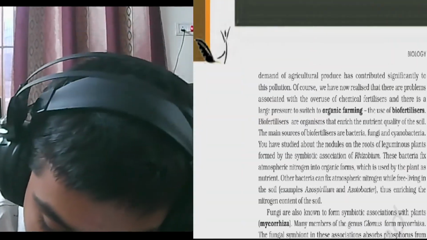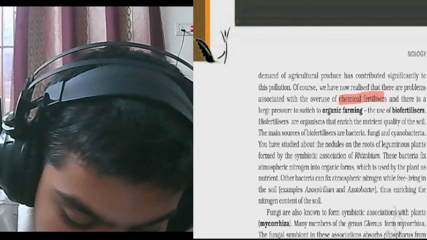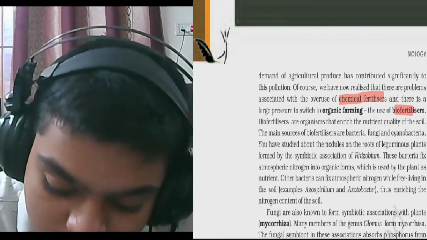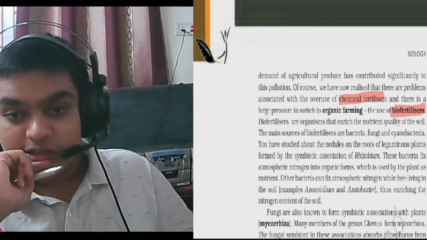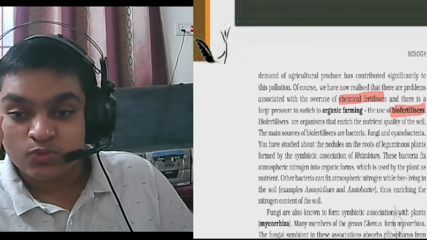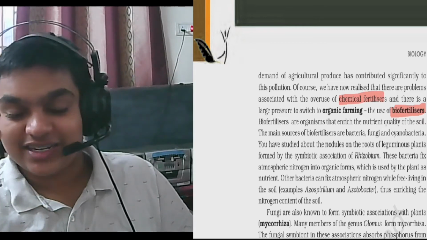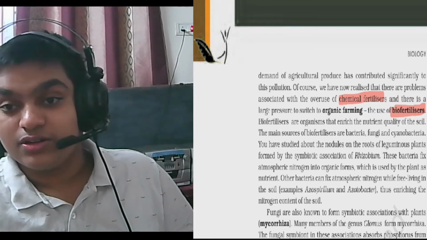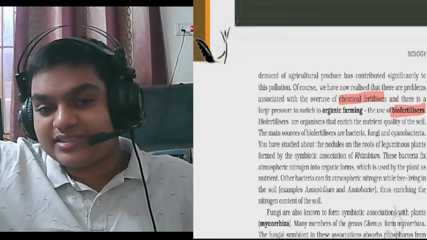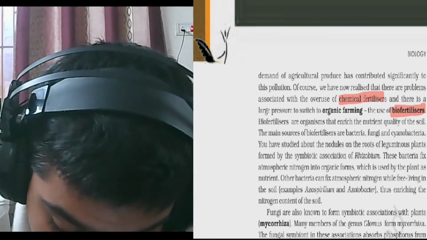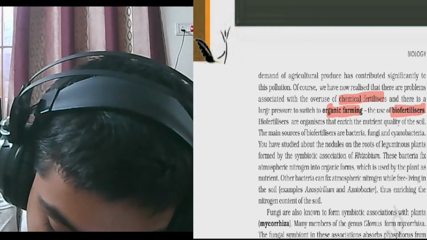Chemical fertilizers and biofertilizers. The farming which is done with the help of biofertilizers is called organic farming, and this is very important. I have never taken such a large session, 1 hour continuously speaking. So that is why, organic farming, biofertilizers. Remember, it is very important.